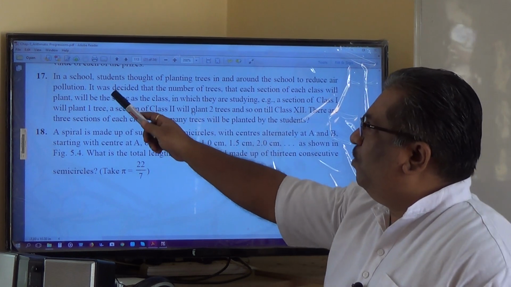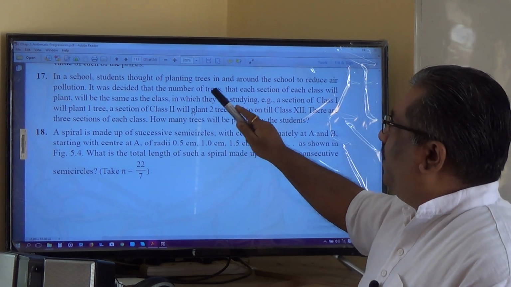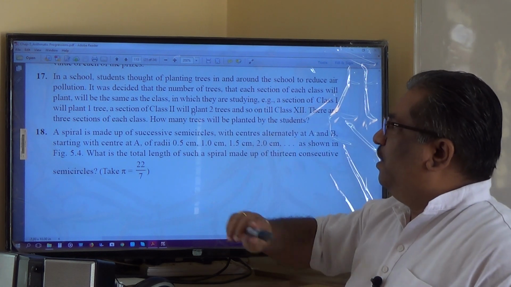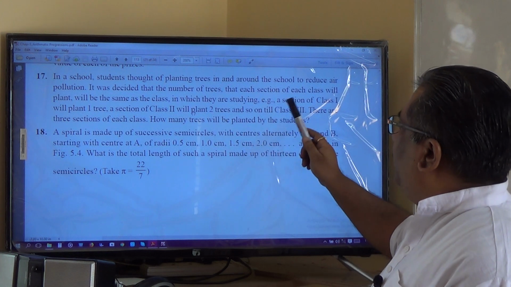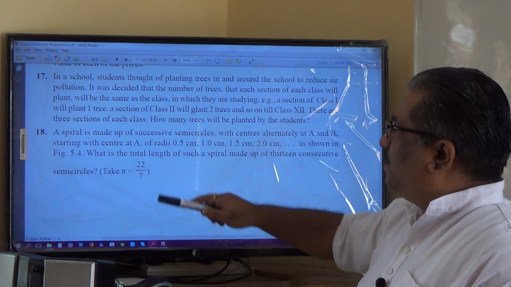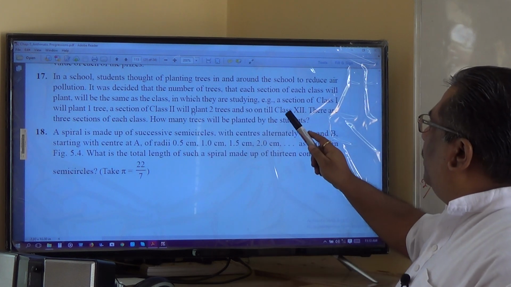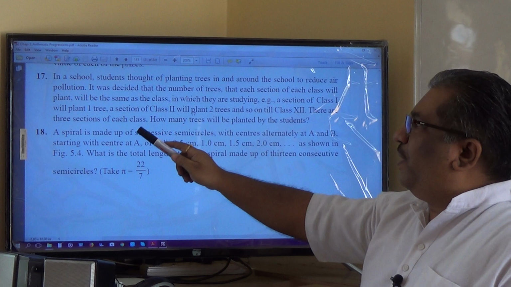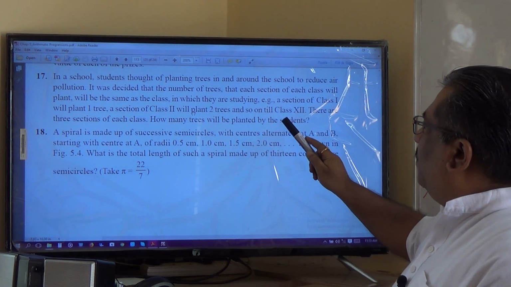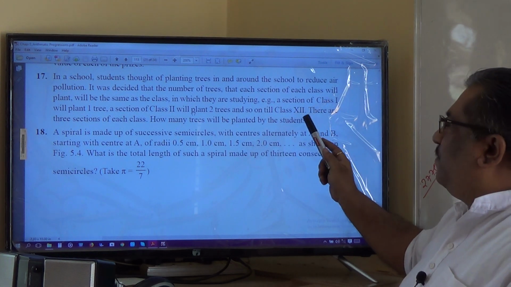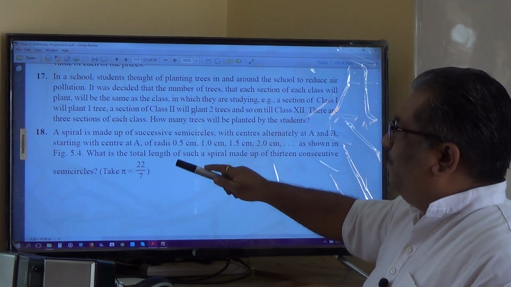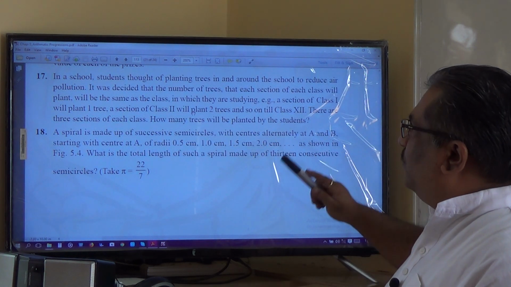17th question. In a school, students thought of planting trees in and around the school to reduce air pollution. It was decided that the number of trees that each section of each class will plant will be the same as the class in which they are studying. Example, a section of class 1 will plant 1 tree, a section of class 2 will plant 2 trees, and so on till class 12. So a section of class 12 will plant 12 trees. There are 3 sections of each class. How many trees will be planted by the students?